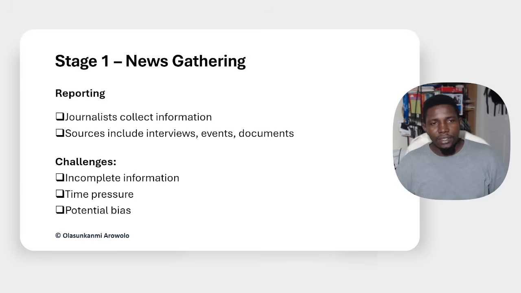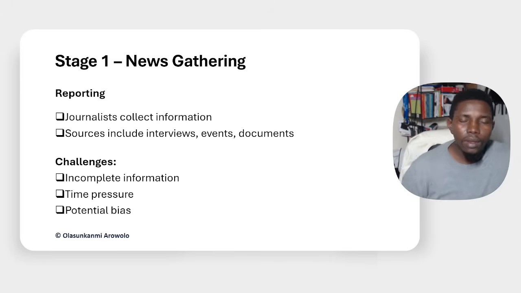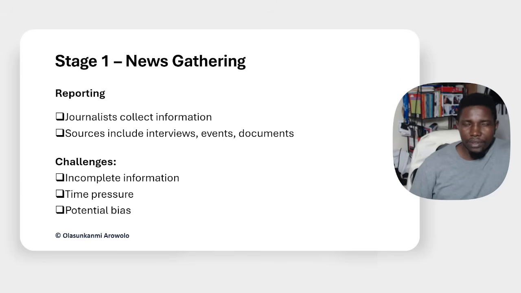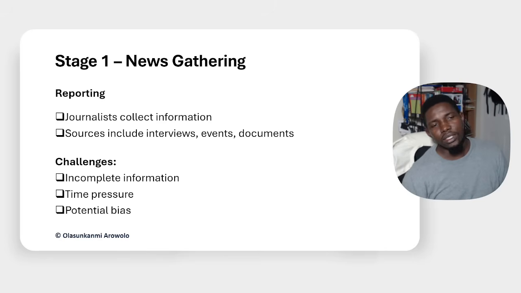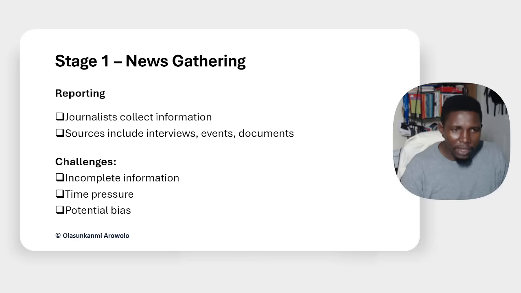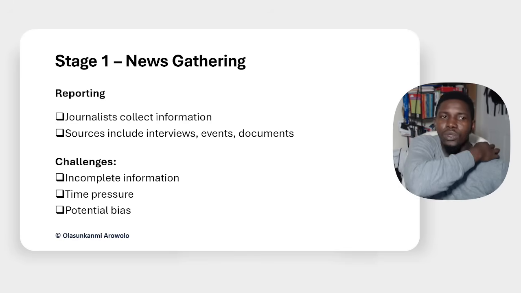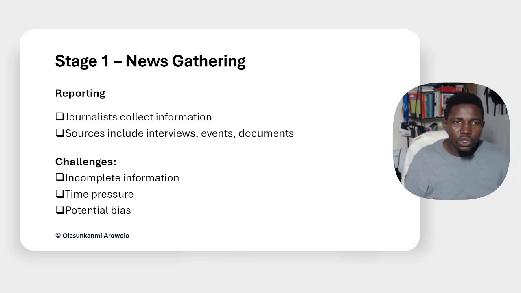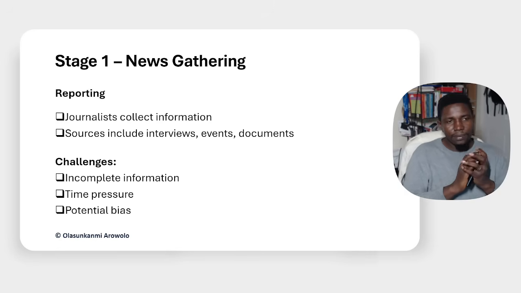Let's take a look at the stages. Stage one, news gathering. This is the stage of getting the news and also reporting. The journalists collect the information from sources, they conduct interviews, they attend events, they analyze documents, and they go through challenges such as answering questions about incomplete information. They have to do this within a certain time frame and ensure that they filter out biases.